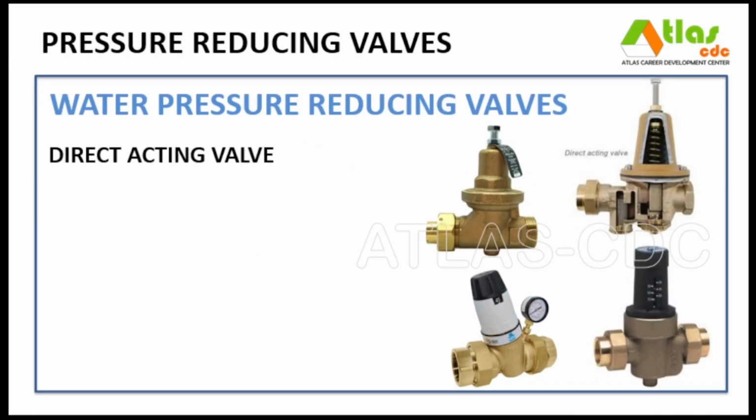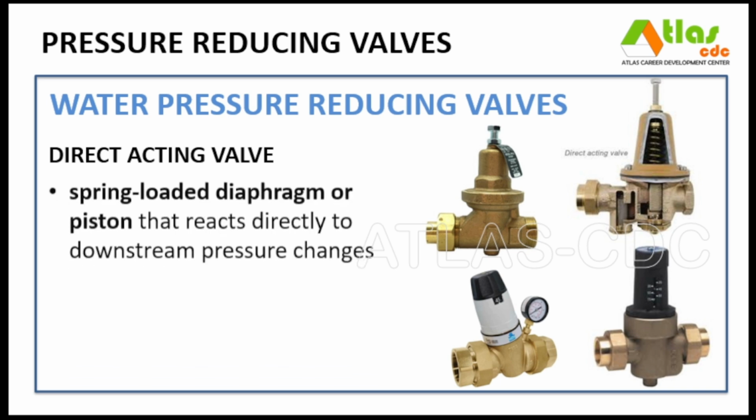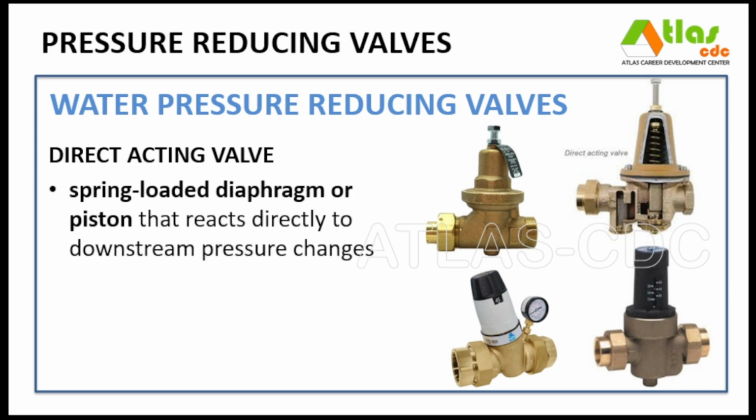A direct-acting water pressure-reducing valve uses a spring-loaded diaphragm or piston that reacts directly to downstream pressure changes to reduce and maintain a lower outlet pressure. Its mechanism is compact and self-contained, requiring no external pilot. The function is to provide immediate pressure control in low to moderate pressure systems without relying on complex controls.